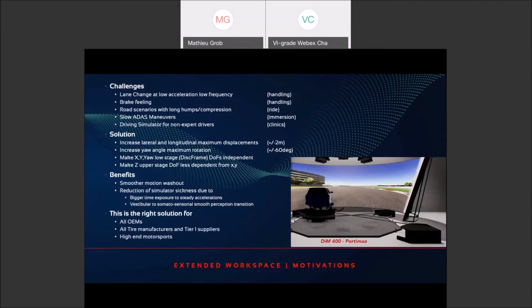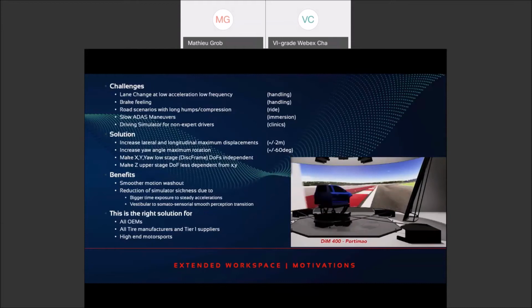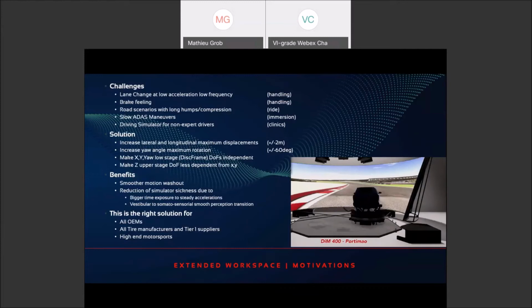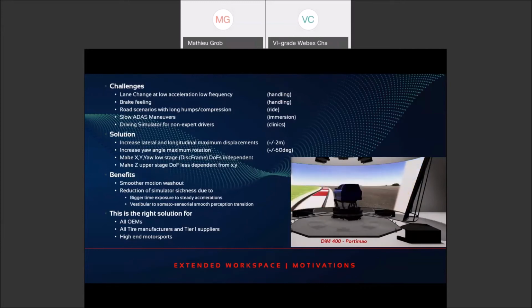So this is the right solution for all OEMs because you have exactly the same capabilities as the previous simulators, with extended workspace. Of course, also for all tire manufacturers and tier 1 suppliers, because if you want very high amplitude maneuvers, lane change, and really better acceleration feeling, this is the best machine. And also, due to the fact that it has exactly the same response capabilities and stiffness and accuracy and acceleration capabilities, it also suits high-end motorsports applications.